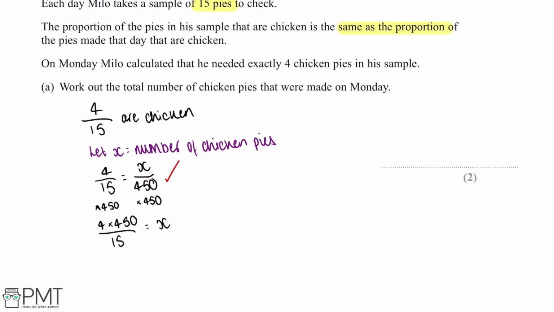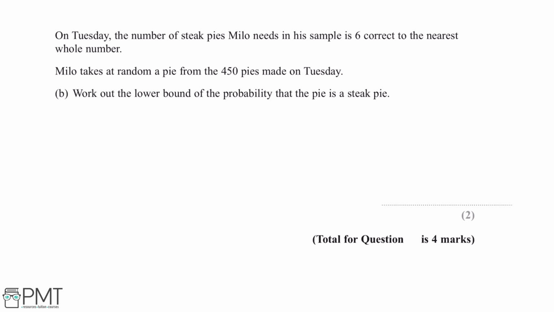On Tuesday, the number of steak pies Milo needs in his sample is 6 correct to the nearest whole number. Milo takes at random a pie from the 450 pies made on Tuesday. Work out the lower bound of the probability that the pie is a steak pie. So the first thing we need to do is work out what the lower bound of 6 is to the nearest whole number. So we want the smallest possible number which will still round up to 6. So the lower bound is 5.5.